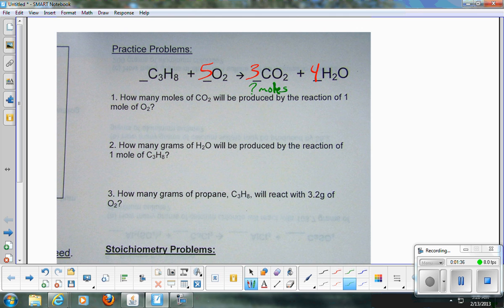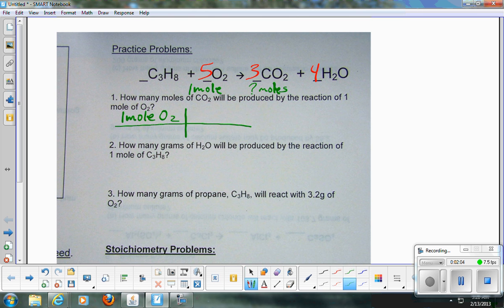Will be produced by the reaction of 1 mole of O2. Now I'm assuming that I'm going to have enough of the C3H8. Okay? And 1 mole of O2 is like I only have 1 egg in my cookie recipe, and I've got to figure out how much of the rest I need. Okay, so I'm going to start here with your factor label, 1 mole of O2. And I don't want to know moles of O2, I want to know moles of CO2.